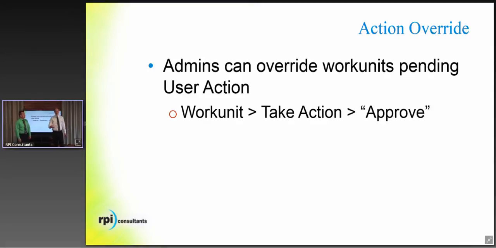And the way you do that is you bring up the work unit on your main work unit monitoring screen. You go up there to the main actions drop down, say take action, and you would type approve or reject or whatever the action name is. I would caution you that this has to be typed exactly as the action is defined, and case matters as well.